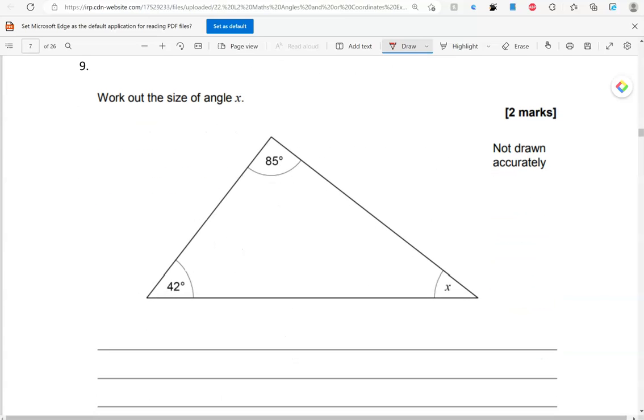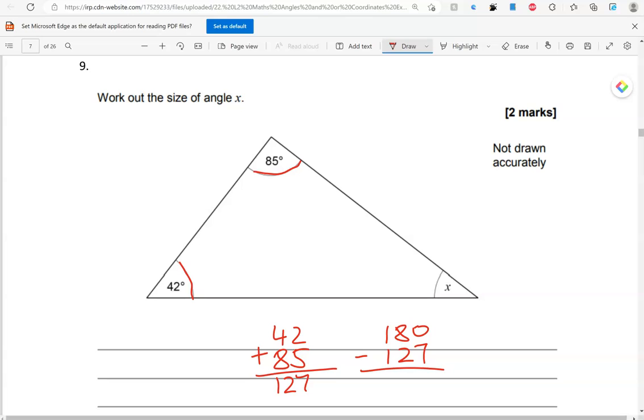Work out the size of angle X. Again, we're given two angles, that's 42 and 85. 2 and 5 is 7, 4 and 8 is 12, so 127 degrees for the two combined. 180 now, take away 127, should give us angle X.